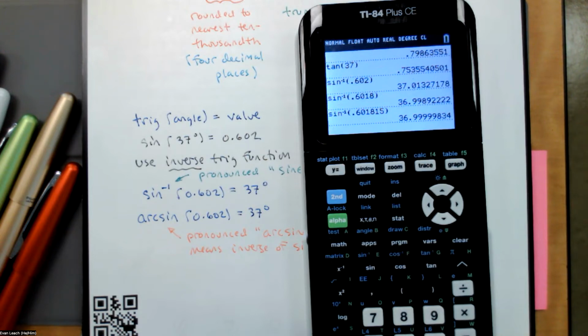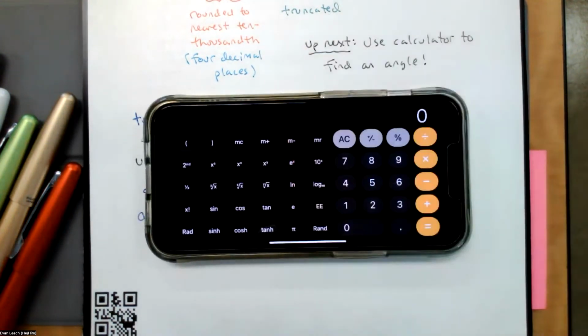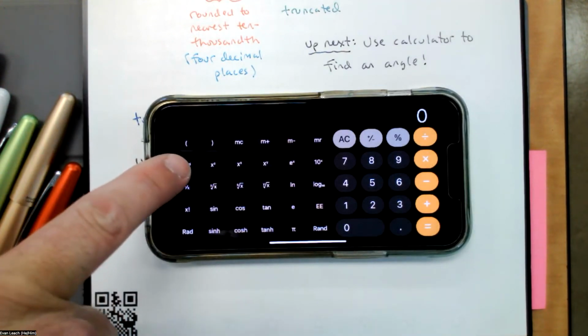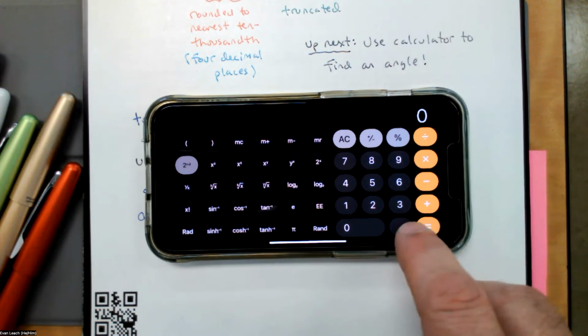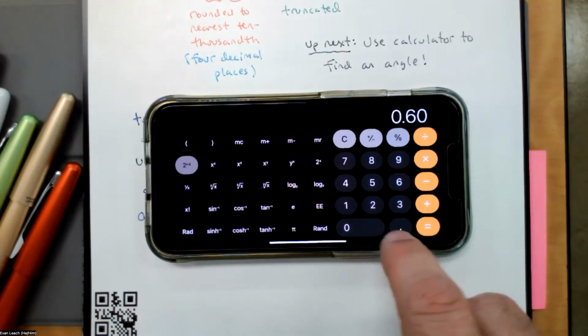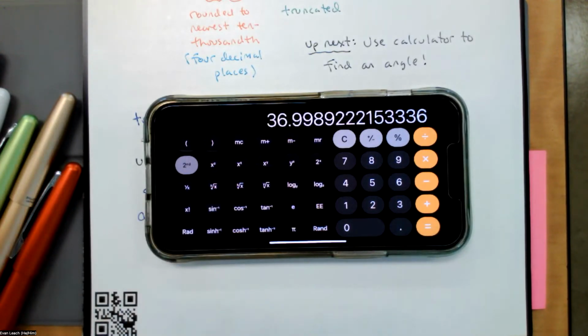Any questions? On the phone style, we also have to access a second function. So phone style, you'll see sine, cosine, and tangent. You don't see what the alternate functions are until you press second. So press second, and that changes what's displayed on the buttons. Once I press second, it says sine inverse. But that's not how the sine button works on the phone style calculator. I have to put in the number 0.6018 and then press second sine inverse to get my 37-degree angle.